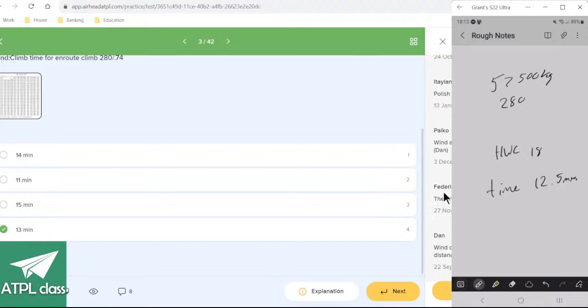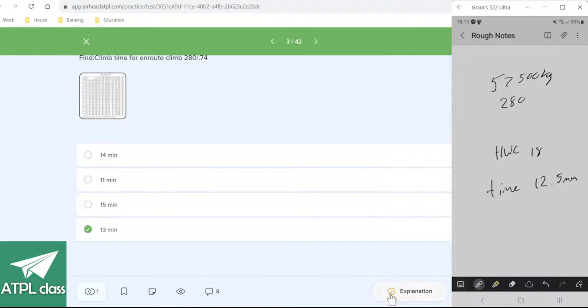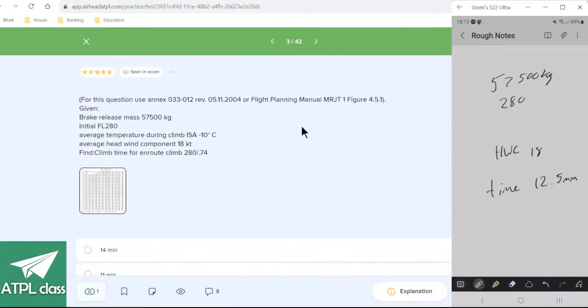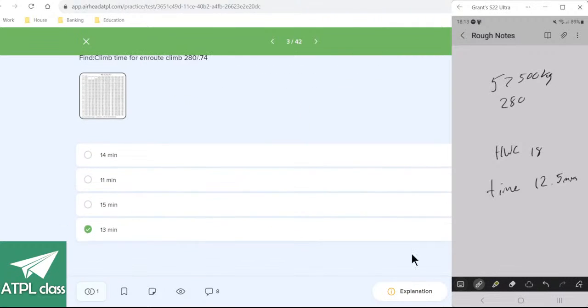So yeah, Federico said the same thing as me. He probably got an answer of 12.5, and he said the only answer in the range between 12 and 13 is 13. Yeah, makes sense. And then in the explanation section, it's just showing you what to do. These explanations have been written by proper professionals, so they will go into a lot of detail about what you need to know. Hopefully you can figure out on your own, but that's what the explanations are for. They're to help you, so use them if you need them.